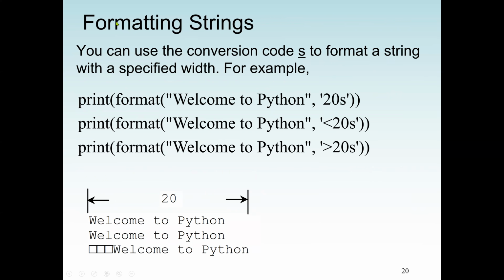The same thing we can do for formatting strings also. For example, here we say welcome to Python, then 20s, which means we can have up to 20 characters, or the string size is 20. And that's what we have here. If it's not up to 20, we're still going to leave space.